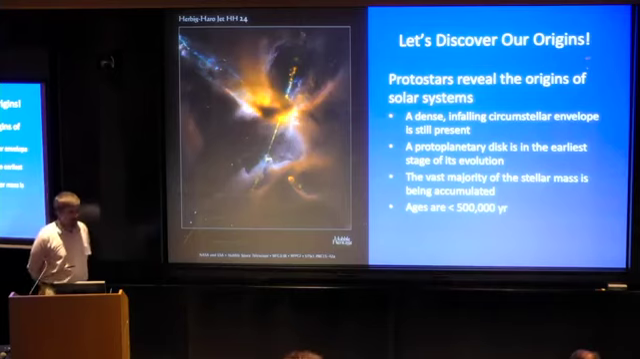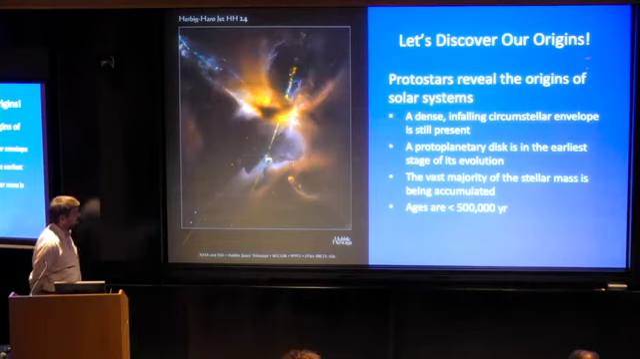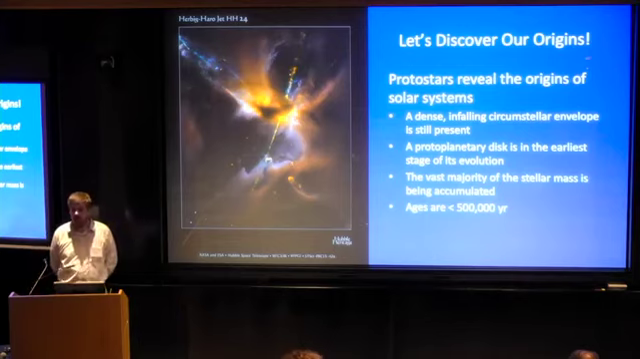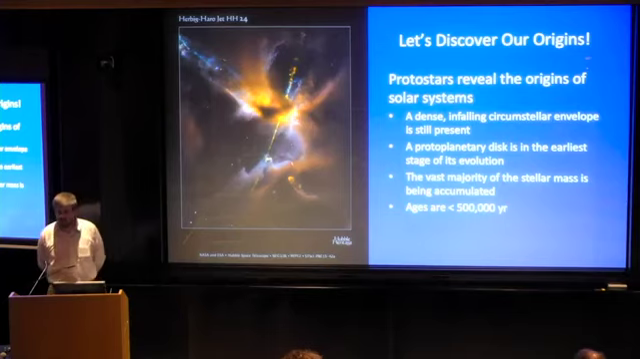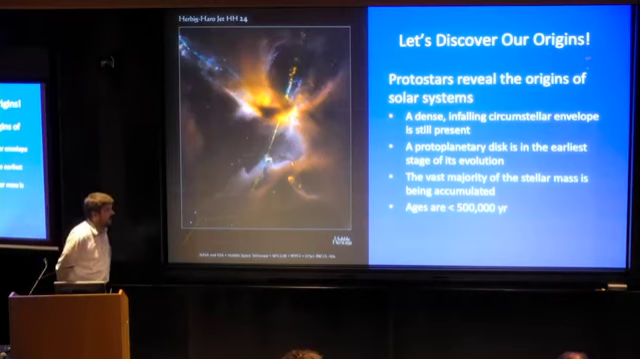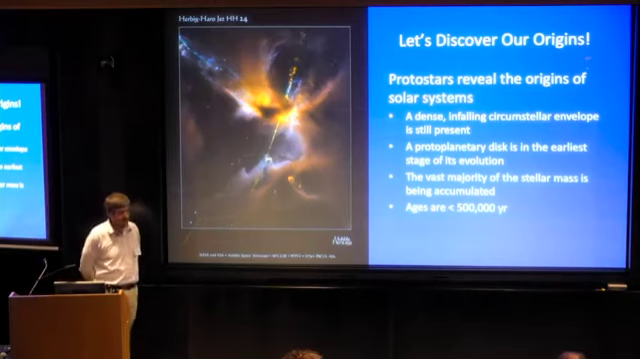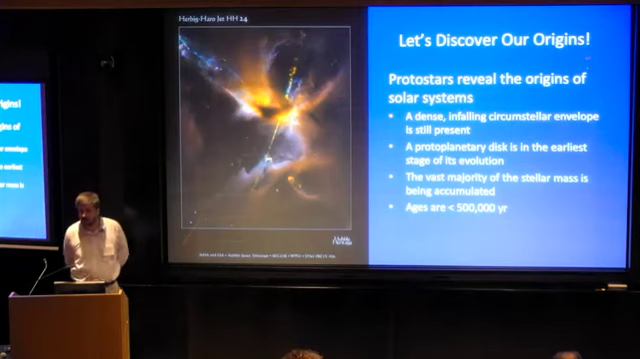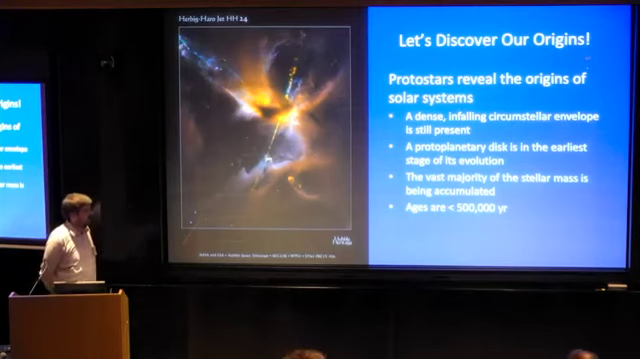Protostars reveal the origins of solar systems. And with protostars, we're really looking at the very beginning of the solar system formation process. When I say protostars, I have something pretty specific in mind. Namely, there's still a dense infalling circumstellar envelope present, and that really dominates the observed properties and subsequent evolution of these systems. We think most of these protostars have disks already.